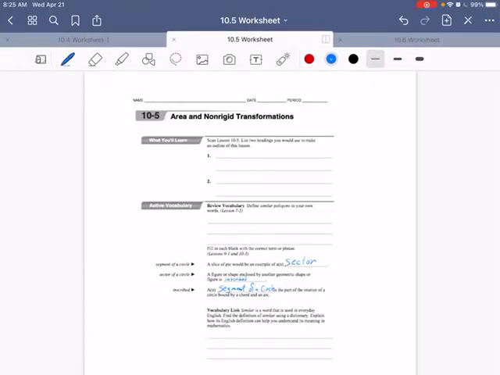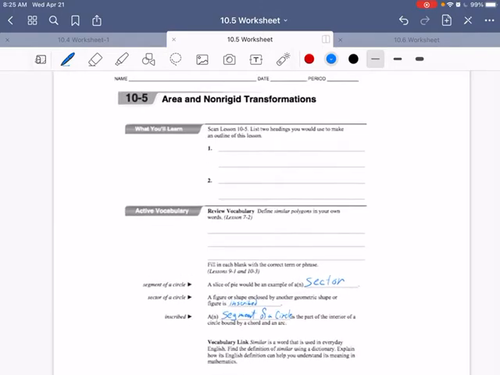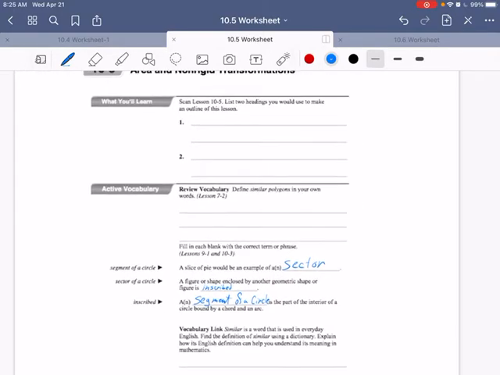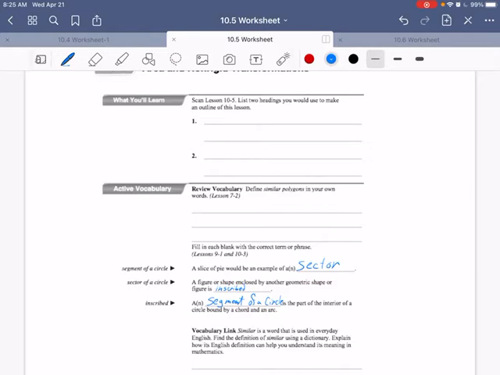Alright guys, we're over here on lesson 10.5, area and non-rigid transformations. I want us to start out by doing what we normally do: scan the lesson and list 2 headings you would make to use as an outline of this lesson. You can do that on your own.